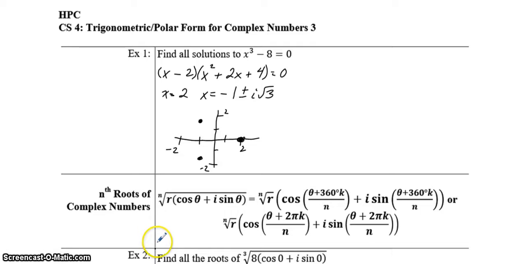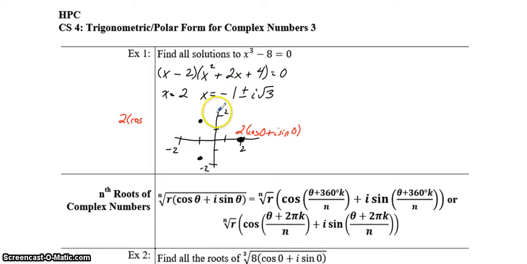Interesting. Oh, I know. While we're here, let's put these in the complex form. So here that's going to be 2 cosine 0 plus i sine 0. This here, the radius is 2. How do I know that?